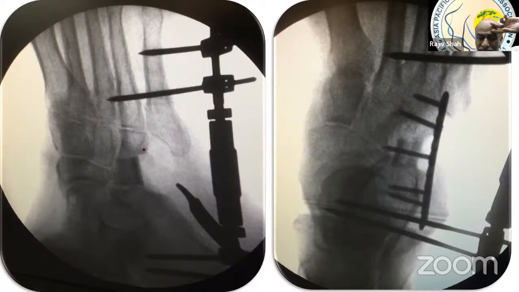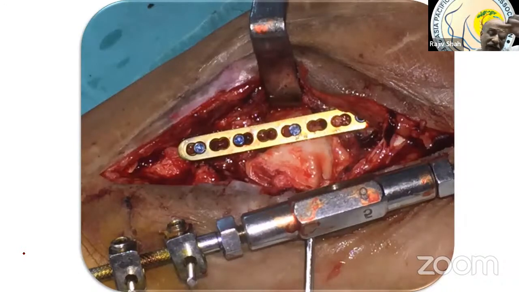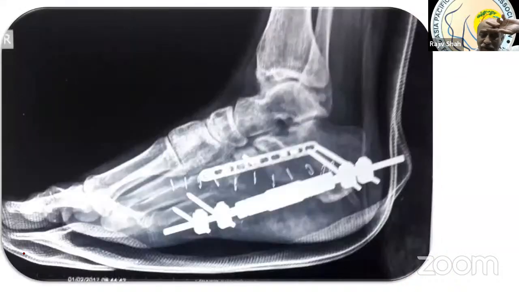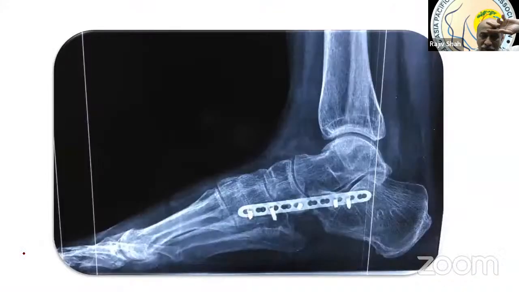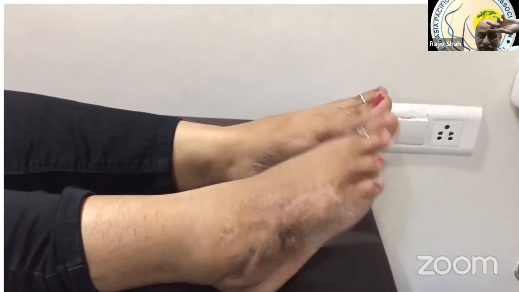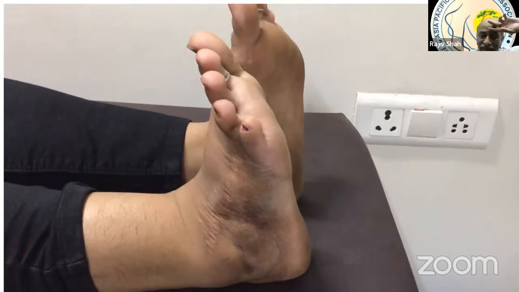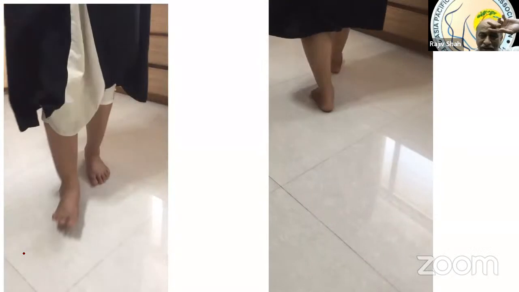But the space which was left out, I filled in with this fascia lata. And in a closer view, can you see that's a fascia lata and that's a spanning plate on the fourth ray? And this is how it went on to heal. Then the fixator was removed. Everything healed. Bone graft consolidated. And her movements. This whole scenario took about a year and a half. This is inversion, eversion. And this is her walking video.